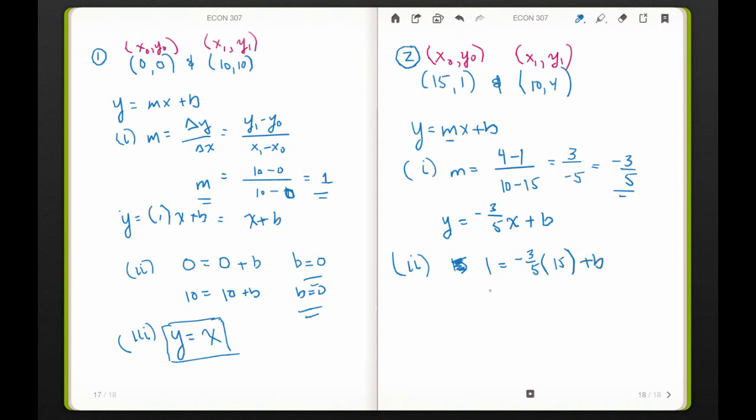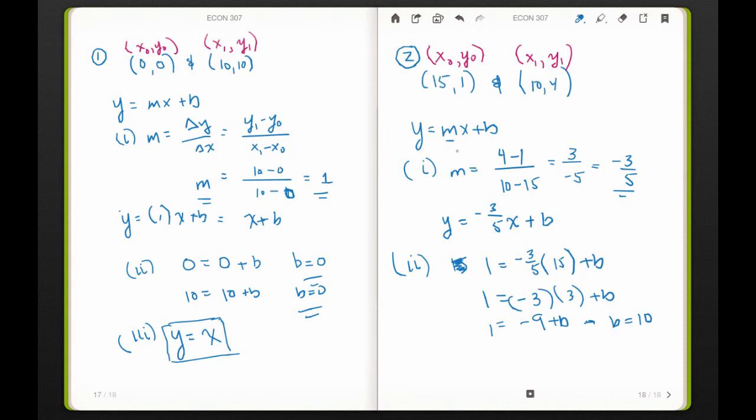Going to use some algebra here, a little arithmetic. So negative 3 over 5 times 15 is going to be negative 3 times 3. 15 over 5 is 3. So we get 1 is equal to negative 9 plus b. And so we come up with b is equal to 10, and we can double check.